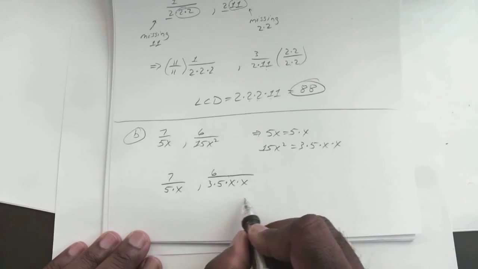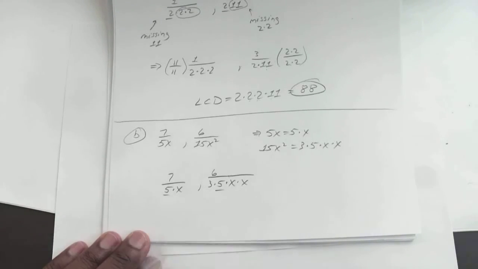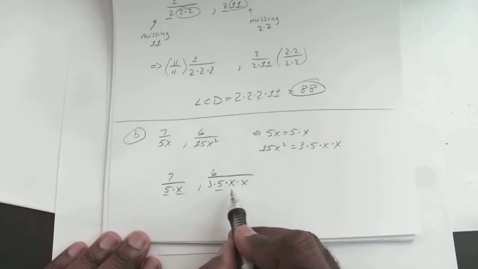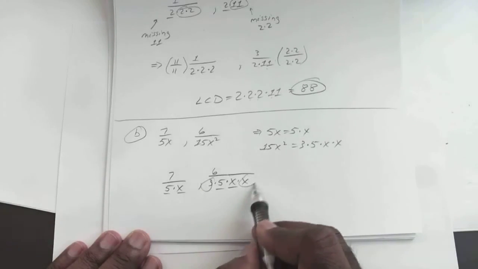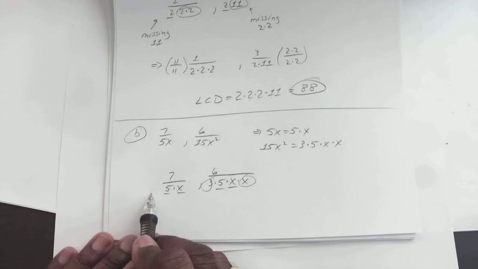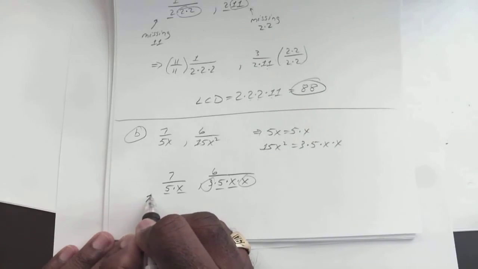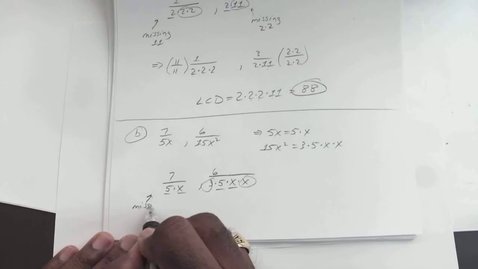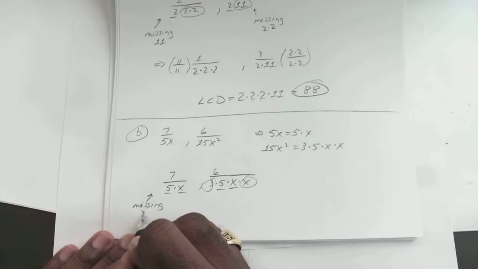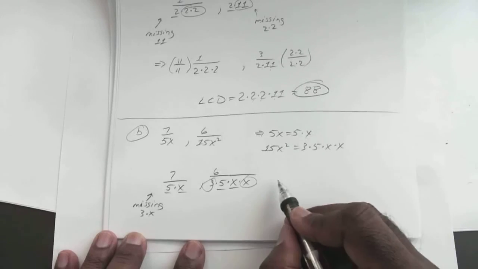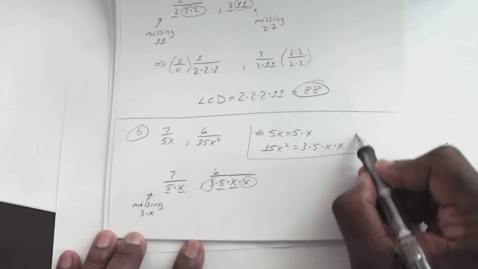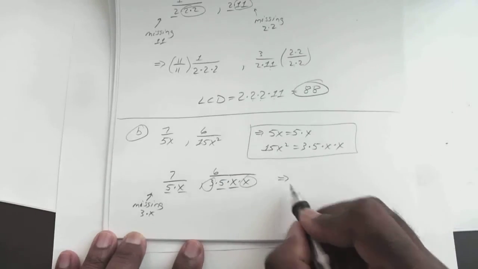Here, we know, well, we have a 5 here and a 5 there. We have an x here and an x there. But here you have a 3 and you have an x over here, but you don't have it over here. So you're missing a 3x. So you're missing 3 times x. And let me kind of box that off a little bit.